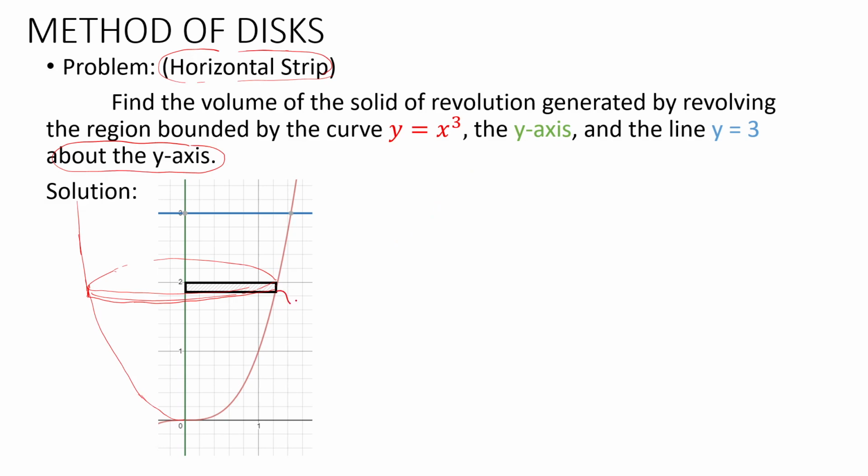So this portion here is your x right, and x right will be determined by this graph here, the red one. Converting it in terms of x, x equals cube root of y. So your x right is now cube root of y. And then x left is just 0. And then this will be the differential y. So rotated about the y-axis.